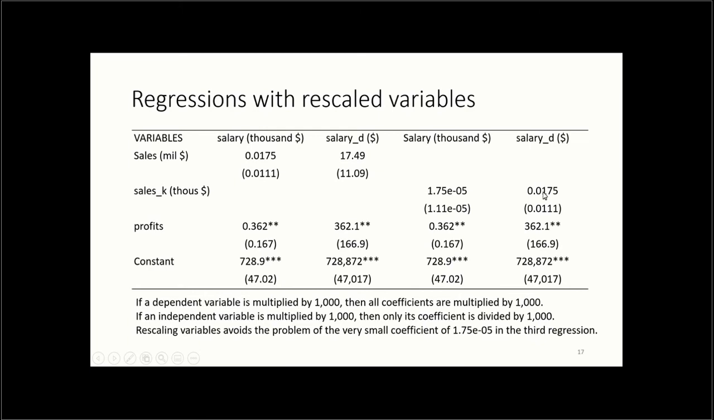So the rescaling of variables avoids the problem of very small coefficients. For example, I would not use a regression output that has this number here, because it's just very hard to read. So I would be indifferent between using all of these models, but we probably shouldn't be using a model that has such small coefficients. We should go ahead and rescale the variables.